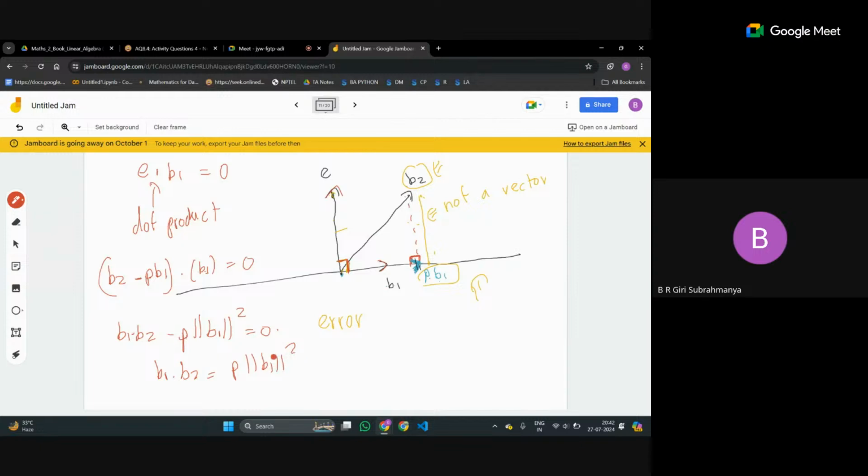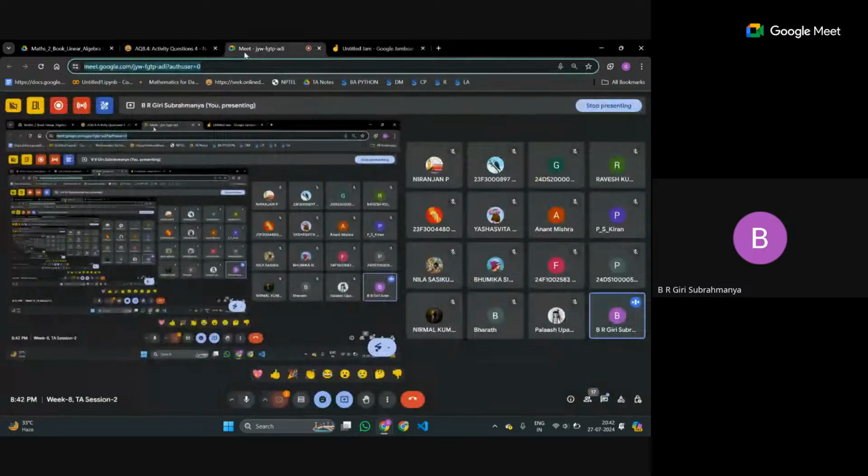So P is equal to B1 dot B2 divided by the square of the norm of B1. You can call it the square of norm, or you can simply leave it as the dot product of B1 with B1. Okay, this is P. Understood? Is it clear, everybody? Yes, sir. So this is projection onto a line.